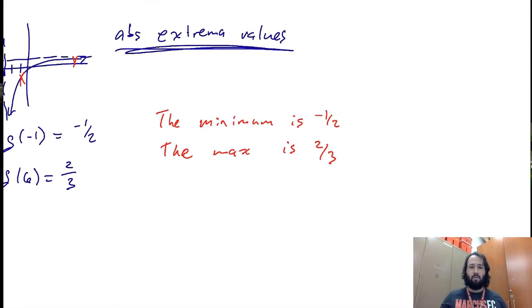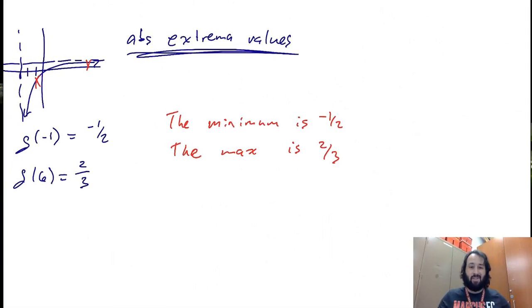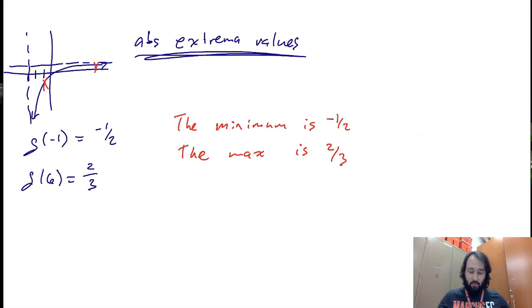So it's asking for the absolute extrema. So what is the highest? What is the lowest point? It's implied that these are global because that is what they are asking for. So the minimum is negative 1/2. The max is 2/3. Notice it is just the values, not the points in this case.